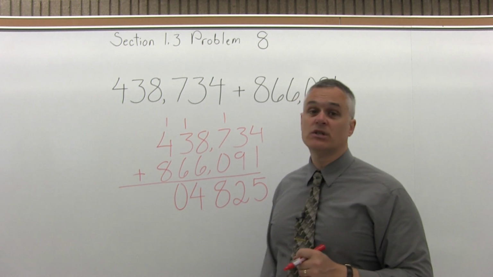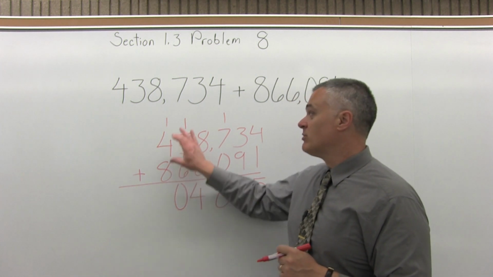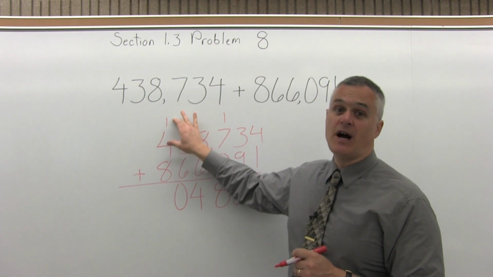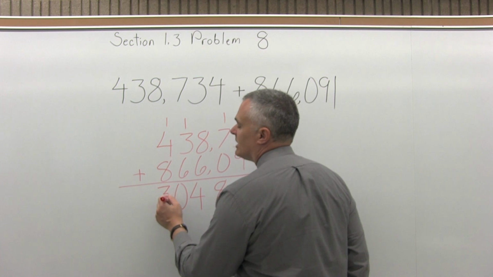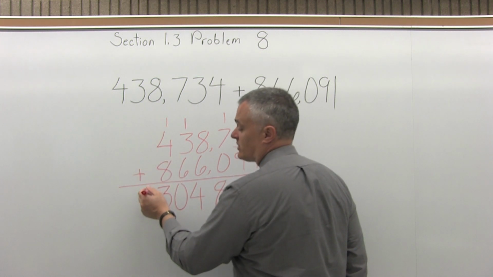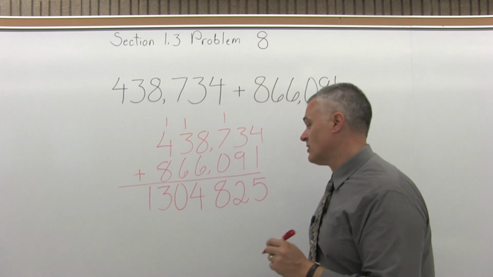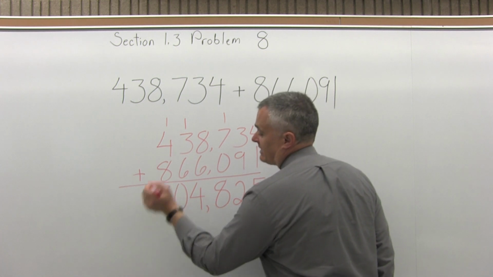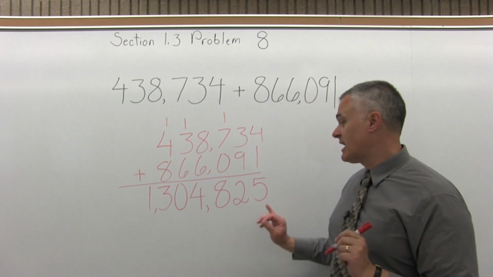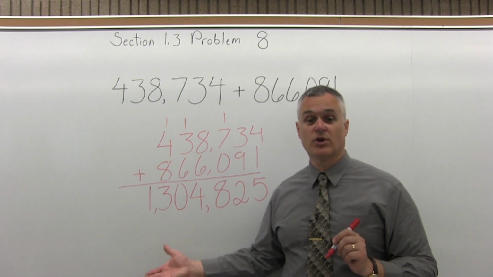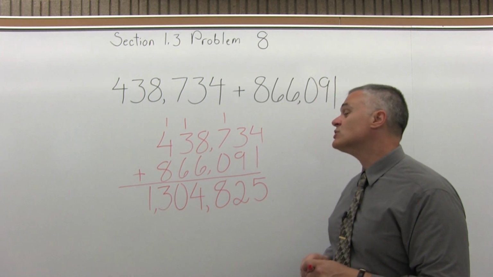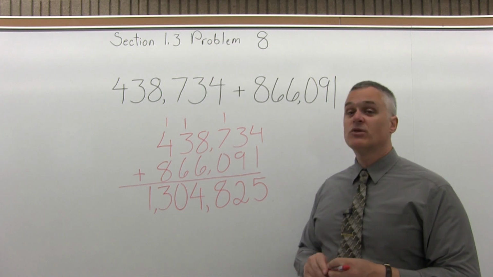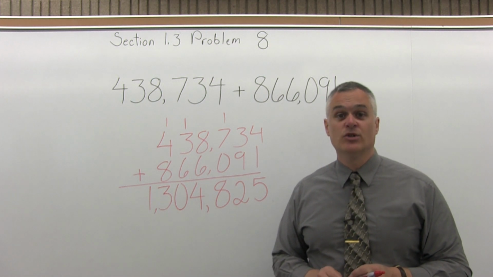And now I will add 1 plus 4 plus 8. So 1 plus 4 is 5. 5 plus 8 more is 13. Now for the 13, there is no next column of digits, so I can just write the 13 the way it comes out. And if you like, you can put in the commas. Starting from the right, every 3 digits over, you put a comma. And now the final answer is 1,304,825.